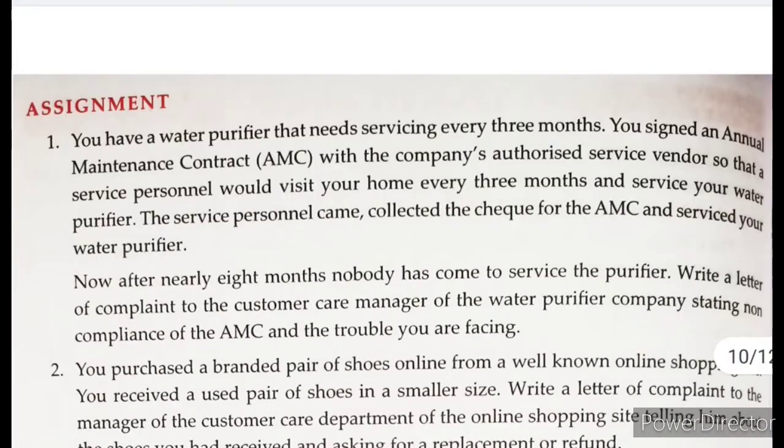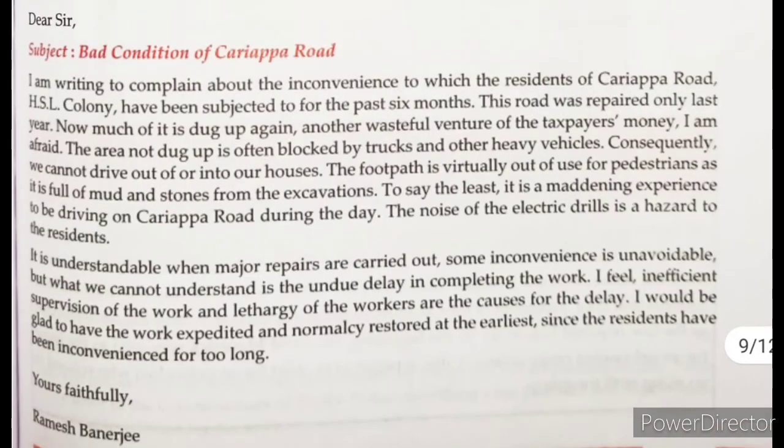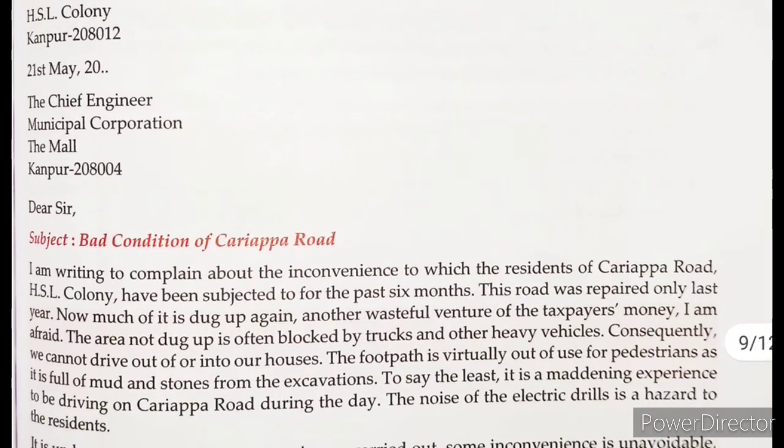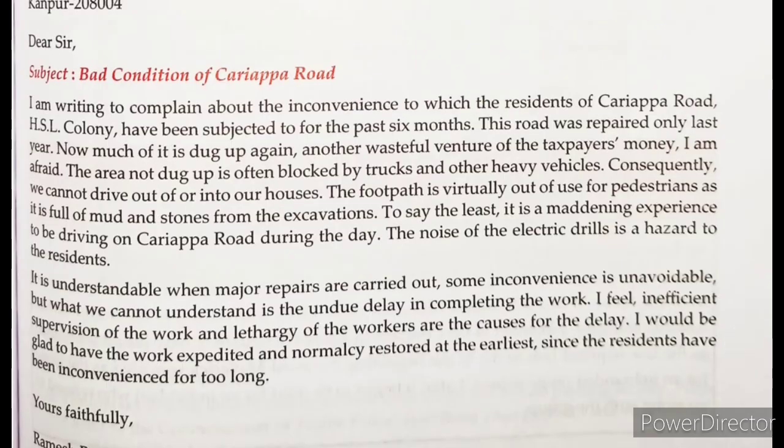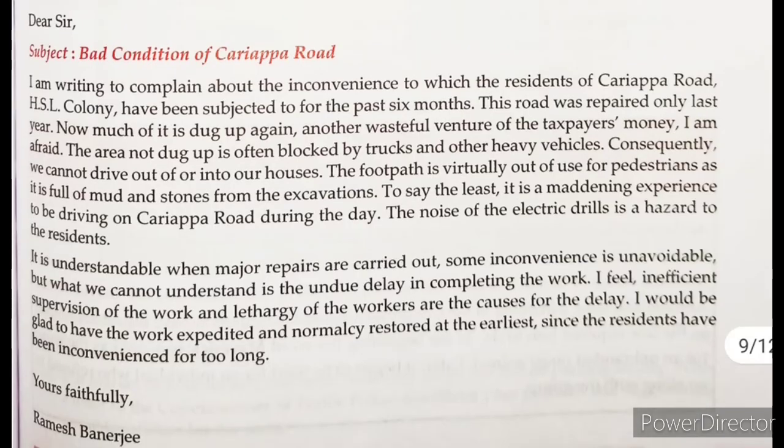And then one more thing missing here is thanking you. So thanking you should come before yours faithfully, as I told you. So here it is a complaint letter kind of thing. Bad condition of Kariappa Road. So complaining. So it is like an application. So thanking you is missing. So here three things are missing. Commas are missing, thanking you is missing, and the name in block letters at the end is also missing.